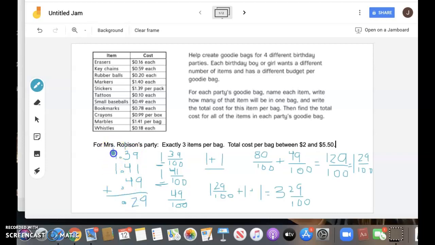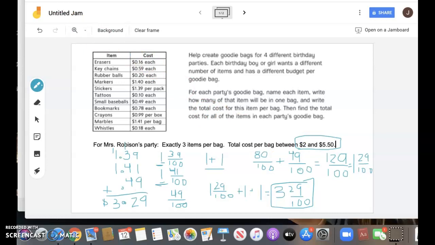I'm going to carry the 1. 1 plus 1 plus 1 equals 3. I have $3.29, which is the same as having 3 and 29 100ths. They mean the same. I know I'm right because $3.29 falls between $2 and $5.50.